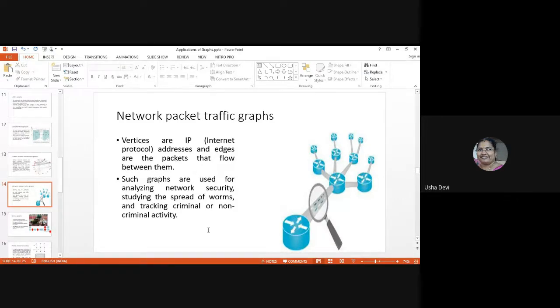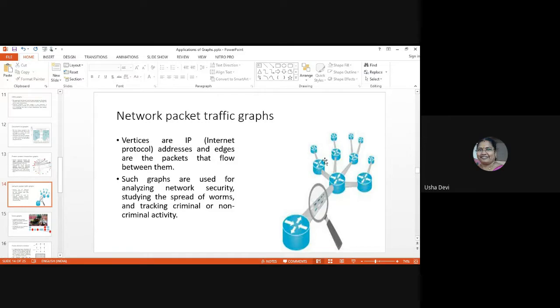Yes, what the symbol represents under networking terminology? Ma'am, is it a router? Yes, good. Thank you, ma'am. It's a router. So there are so many routers.